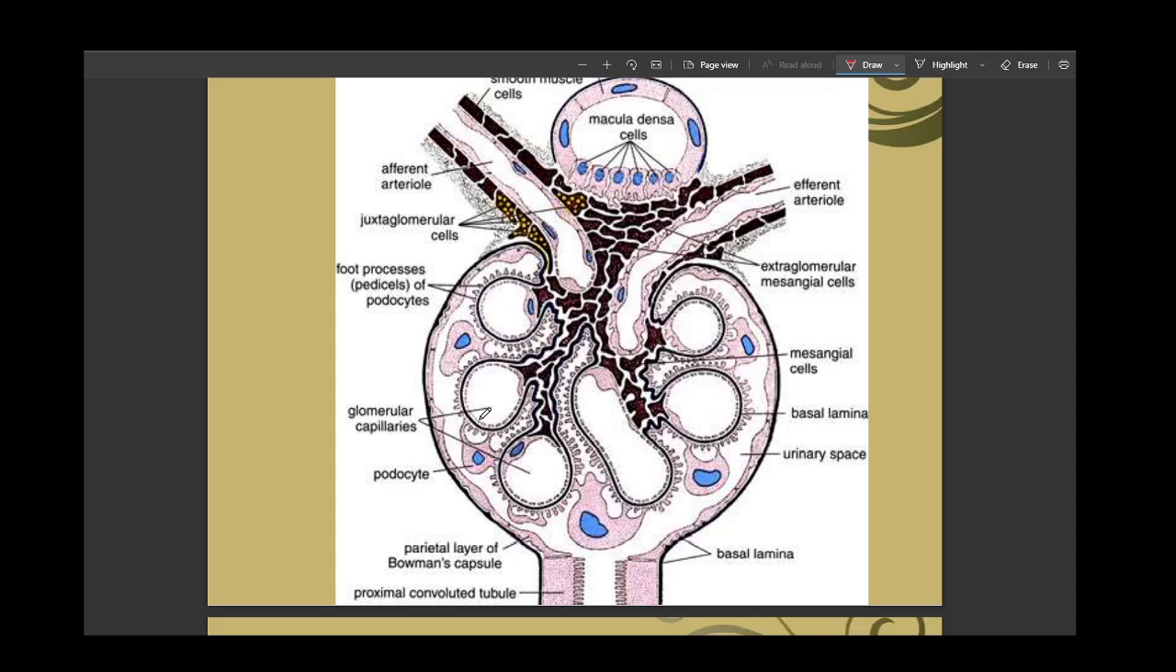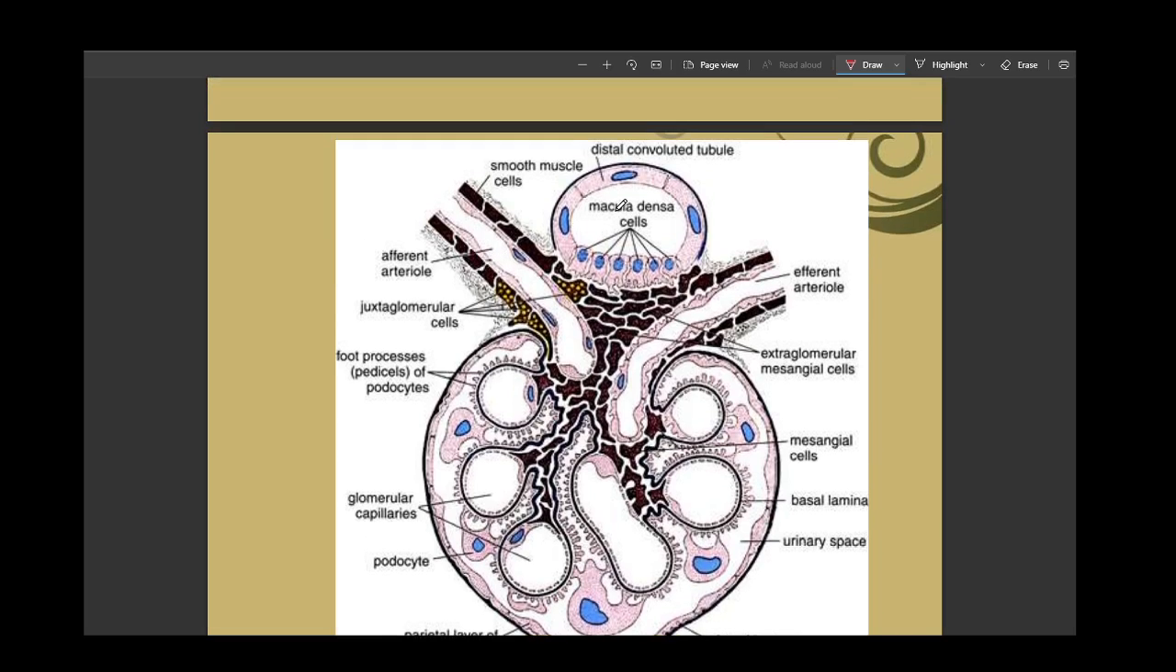Okay, so this is basically the whole structure of the glomerulus. This is the afferent arteriole. Blood is coming in from here and exiting from here. These are the smooth muscle cells, and these are the macula densa cells, and this is the distal convoluted tubule. It is present at the end. Basically, this is a cut section.